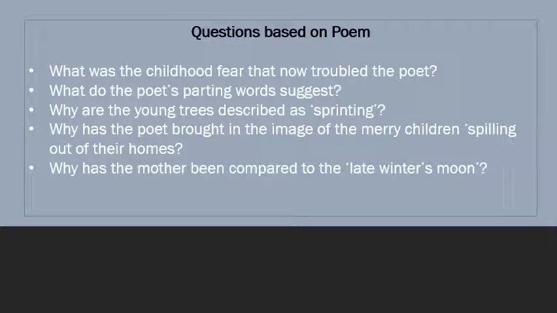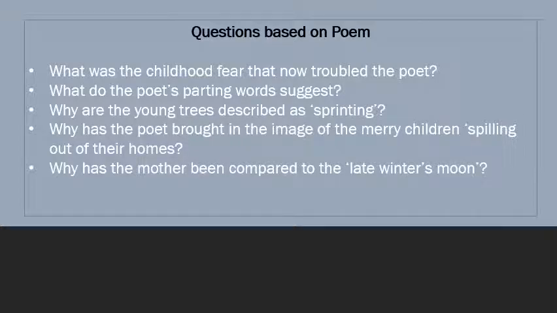Now coming to the questions based on the poem. What was the childhood fear that now troubled the poet? The poet has become an adult. She was going away and she saw her mother and she saw that her mother is quite old. She is energyless, inactive, dull and looking like a corpse.